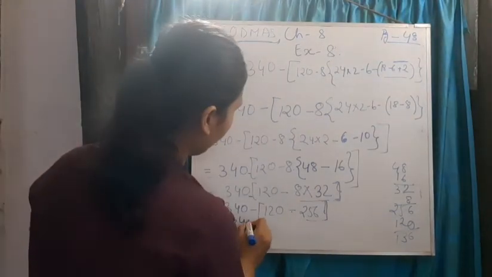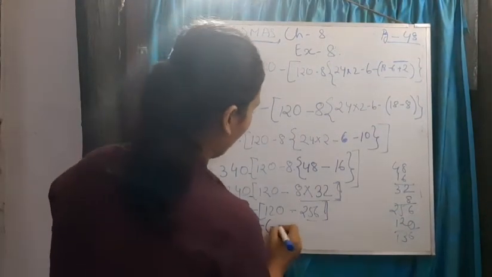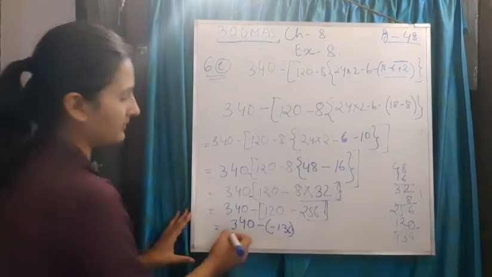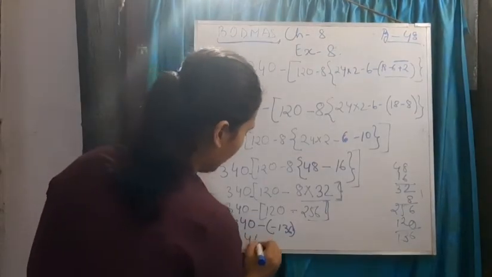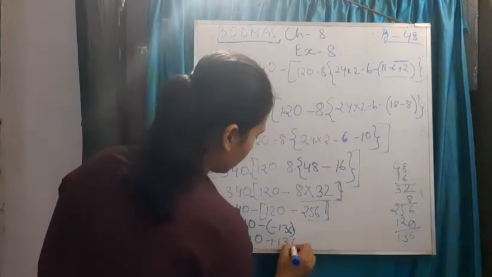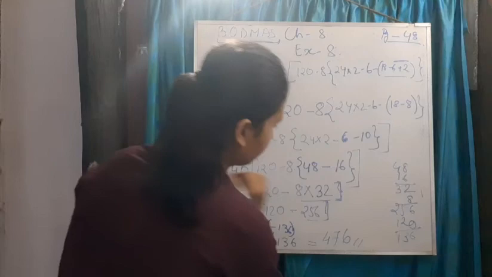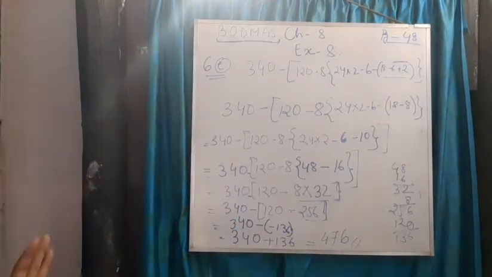So 340 minus 136. Now here you see this is minus, this is minus. So this becomes your plus. And here you will get 476. I hope that this is clear to you.